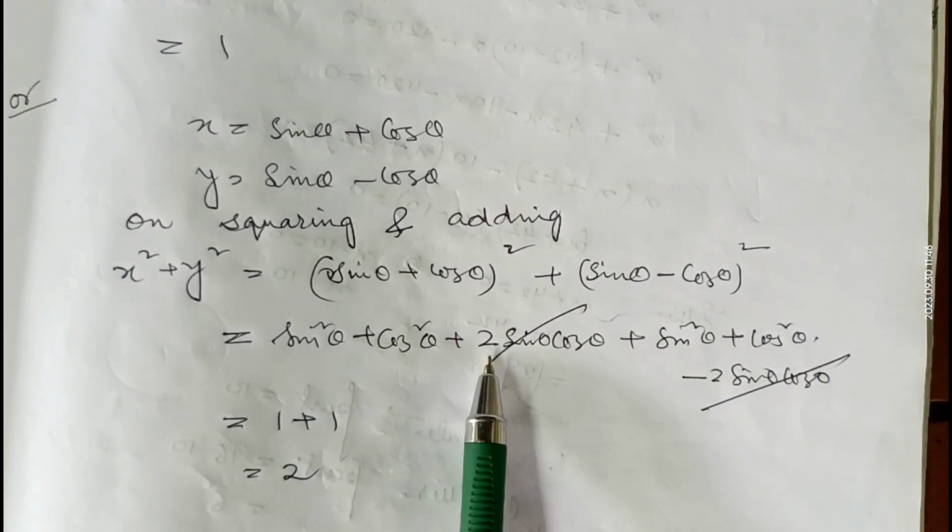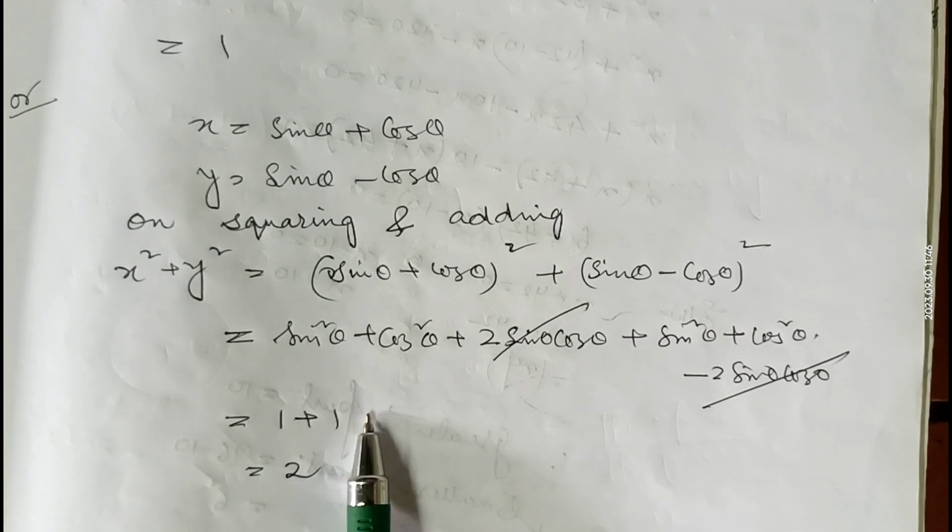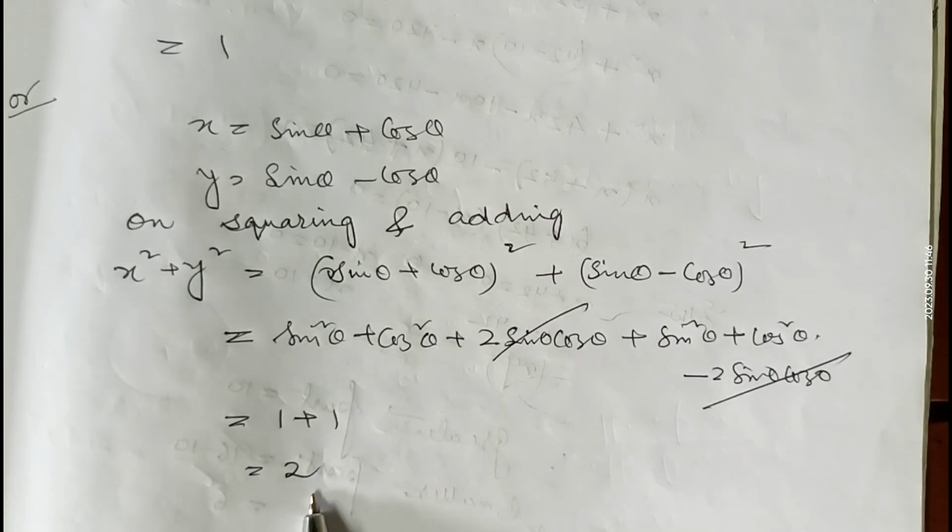This and this can be cancelled. Sin square plus cos square is 1. Sin square plus cos square is 1. 1 plus 1 is 2. Therefore required value is 2. As you can see here, there is no theta, so we have eliminated theta.